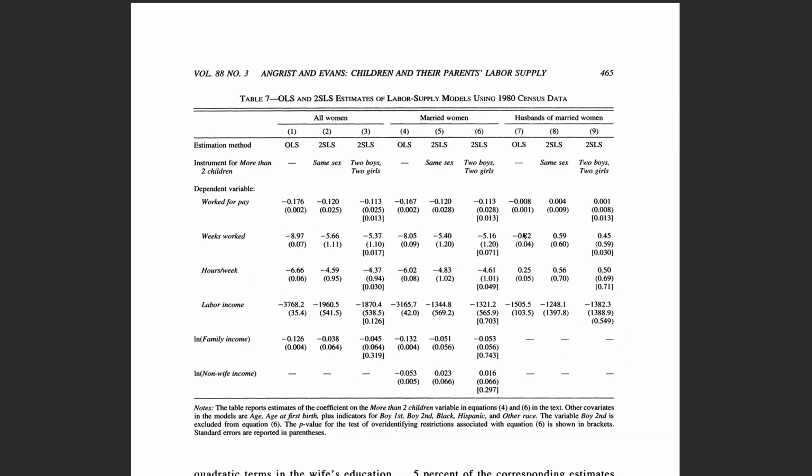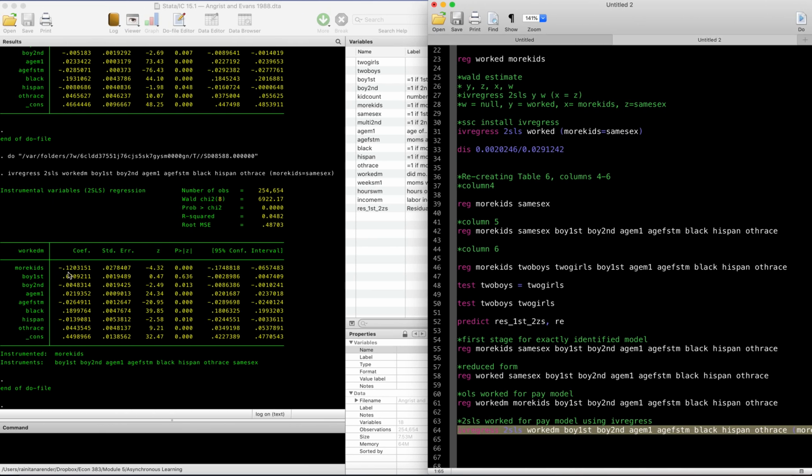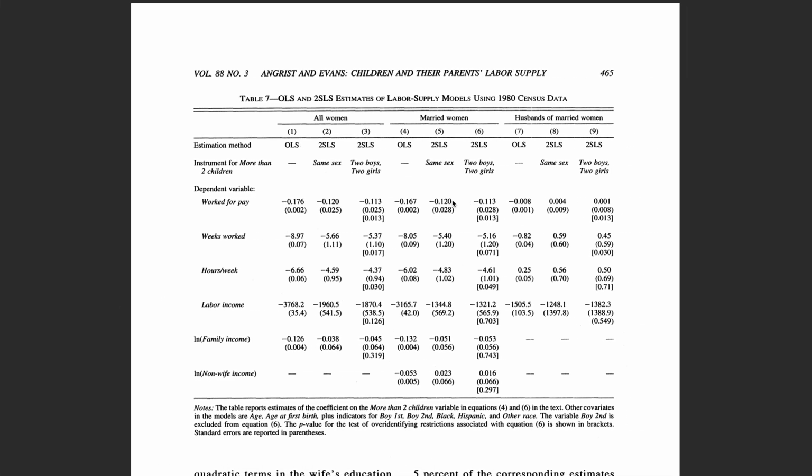And now we've actually looked at this 2SLS. That's what we're using, and we're using same sex as the instrument. We get negative 0.12. So we're still getting a negative coefficient, but the magnitude is slightly larger here.